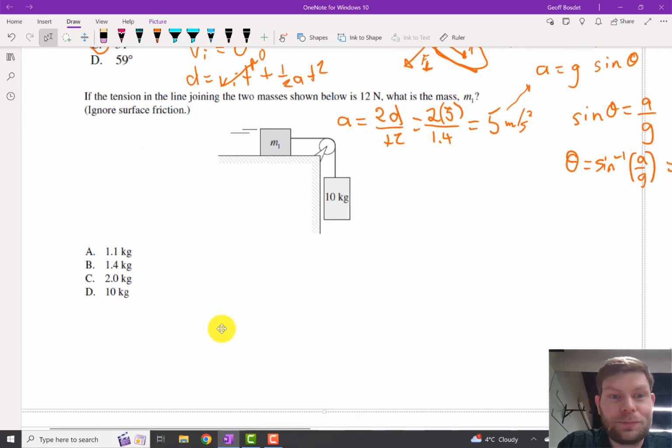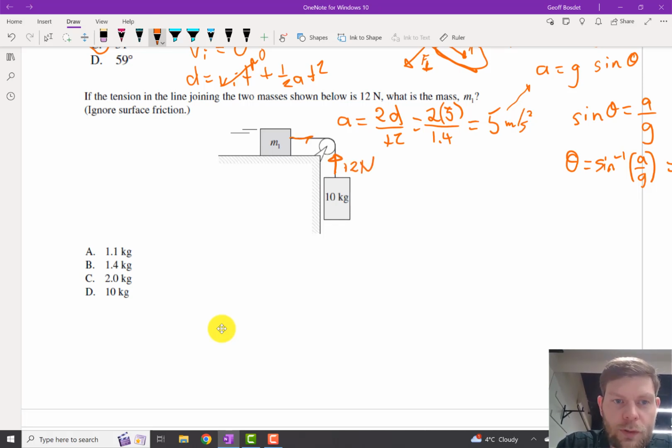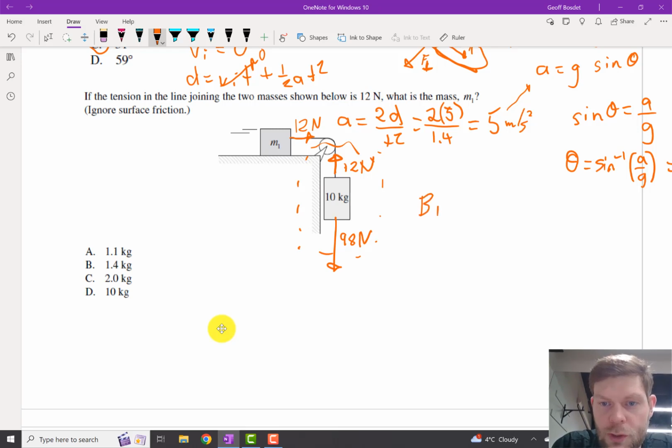All right, next guy. Tension in the line joining two masses shown below is 12 newtons. We want to know mass M1. Now, we know this force up is 12 newtons. We also know the forward force on this guy is 12 newtons. Sure would be nice if we could solve for acceleration, so we will. This is what we have the most information about. We've got 12 newtons up and 10 times 9.8 down, which is 98 newtons. So we will do big minus small, because of course we will. We've got forces fighting.